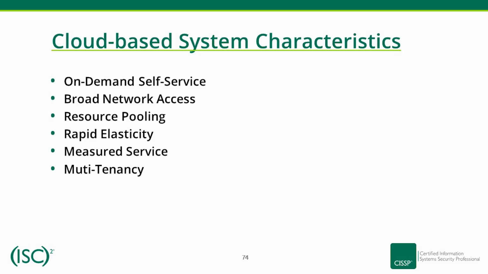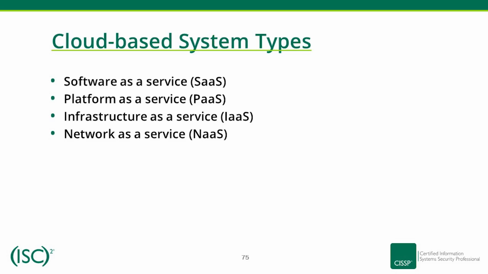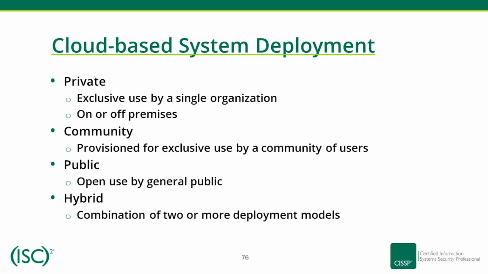On-demand self-service. Broad network access. Resource pooling. Rapid elasticity. Measured service. Multi-tenancy. Software as a service, SaaS, platform as a service, PaaS, infrastructure as a service, IaaS, network as a service, NaaS. Private. Exclusive use by a single organization.